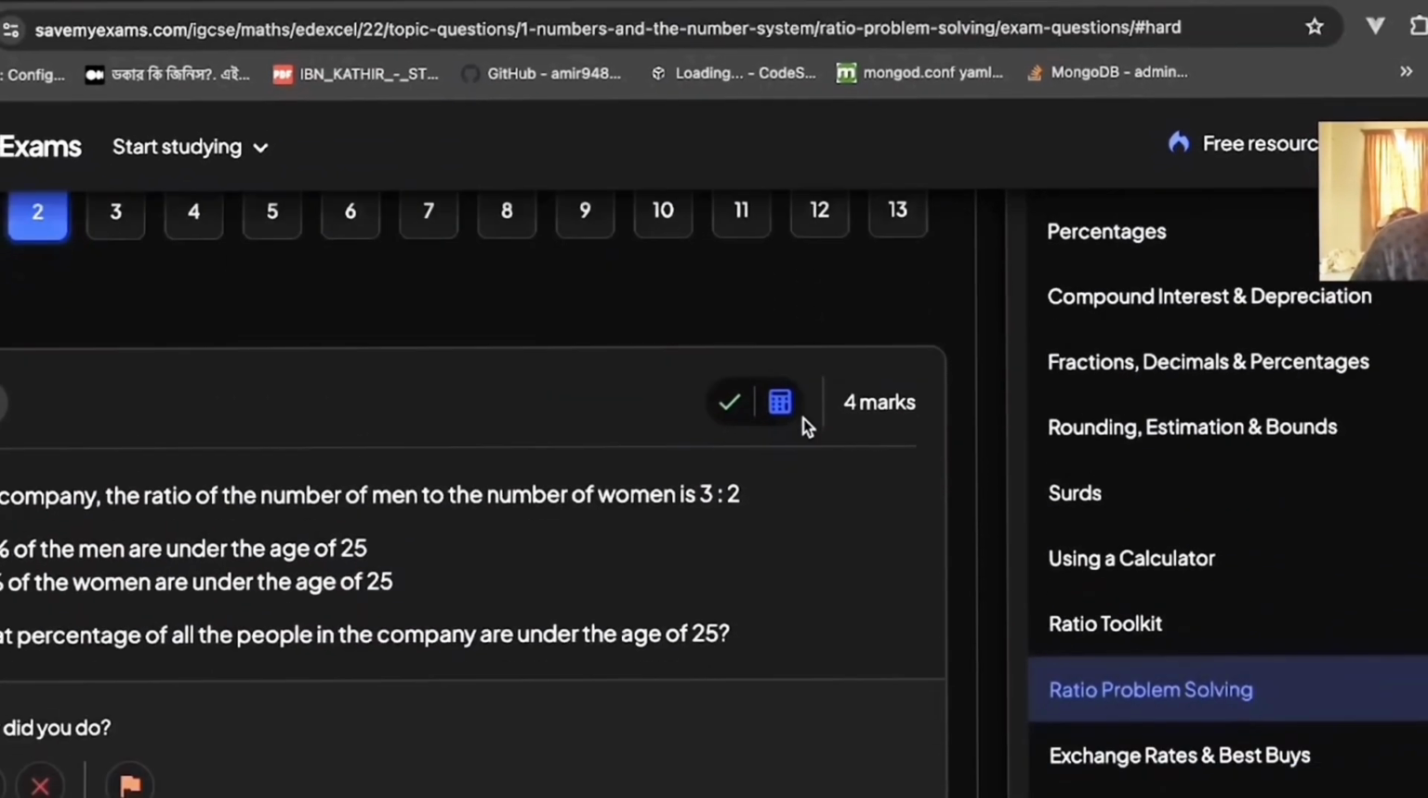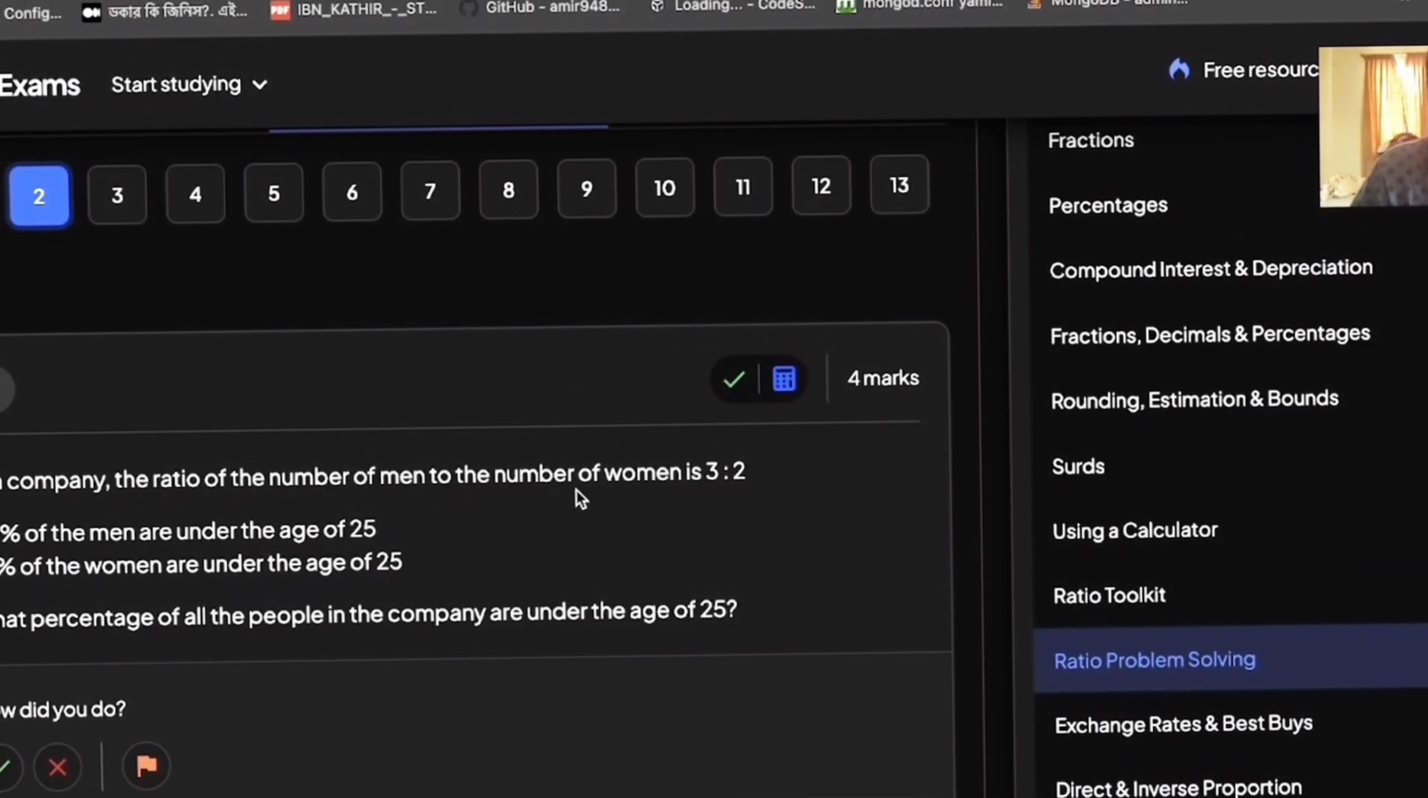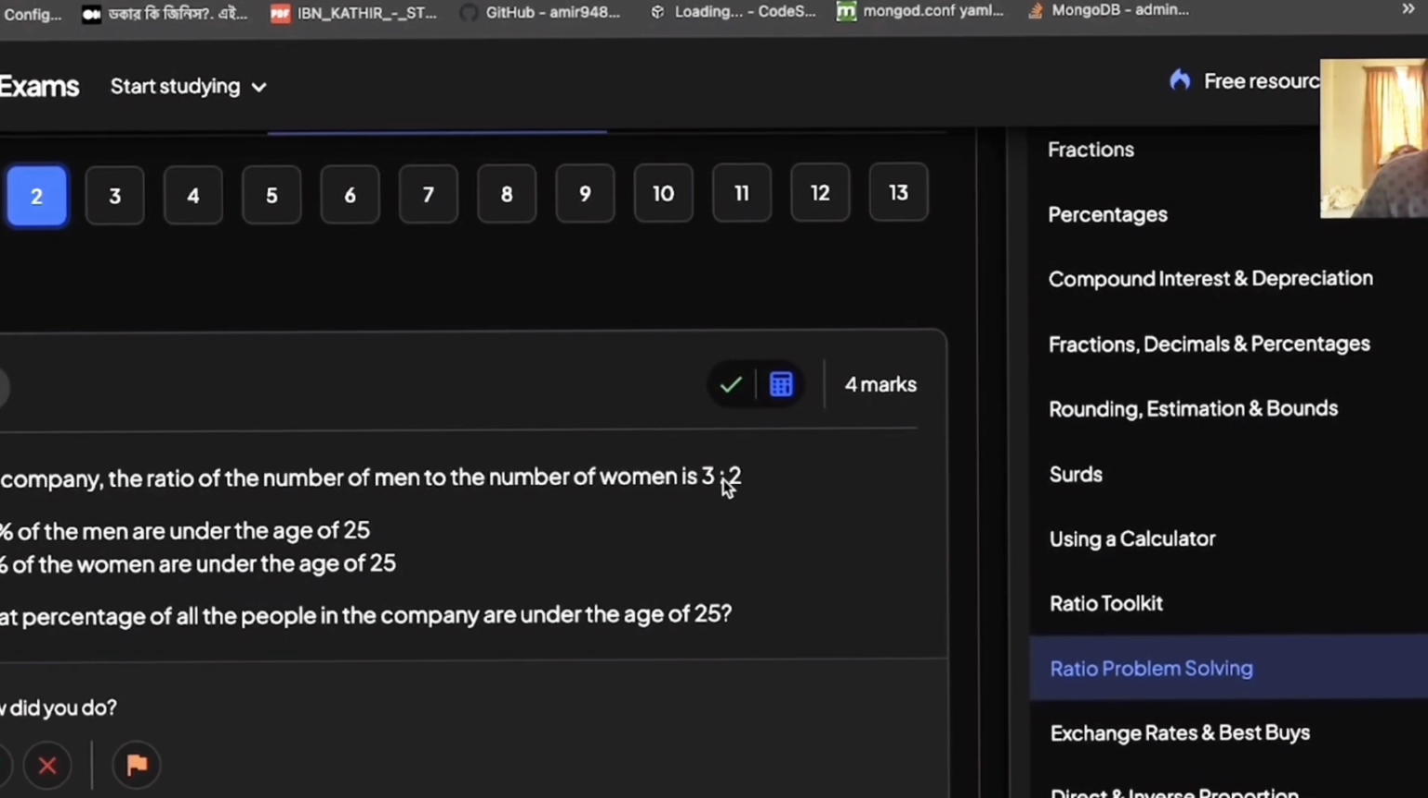I'll now focus on problem number 2, which says: in a company, the ratio of the number of men to the number of women is 3 to 2, or 3:2.